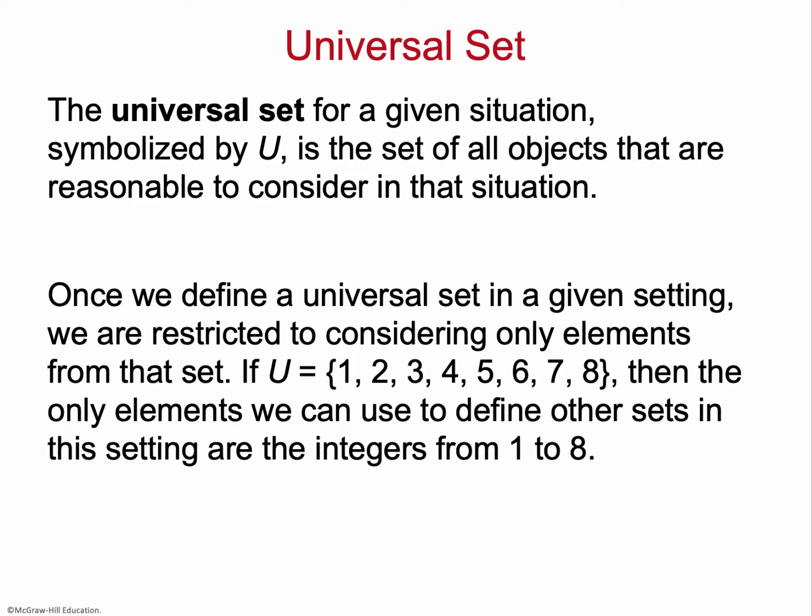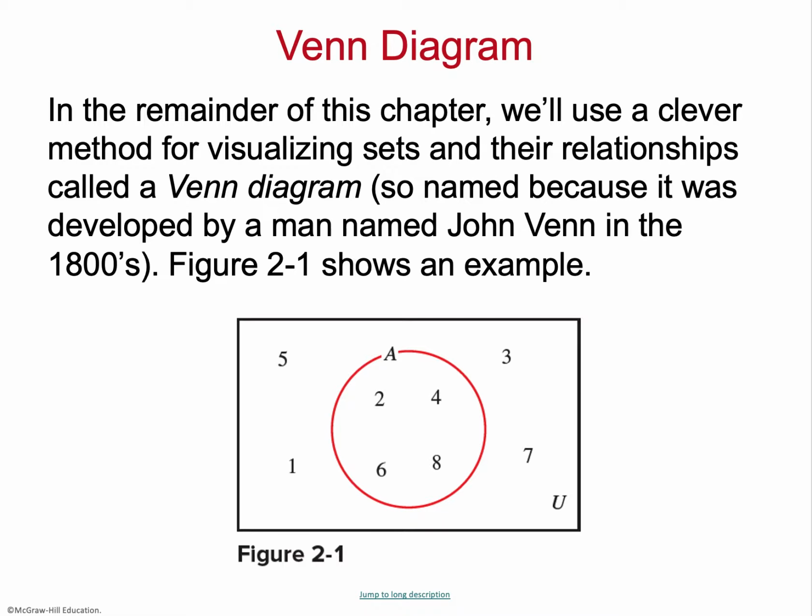Once you define the universal set in a specific context, then we have to start thinking about its elements. So we're going from the big picture to the smaller picture. Then the only elements we can use to define other sets would be integers from 1 to 8 in that example given. We like to use Venn diagrams as a way of visualizing a set and the relationships between groups of items. This was named after John Venn, so this is an example of a Venn diagram.